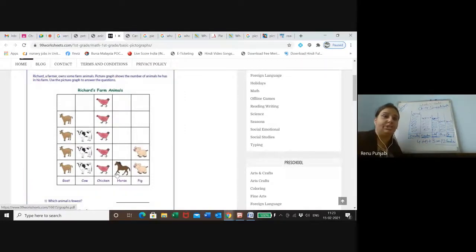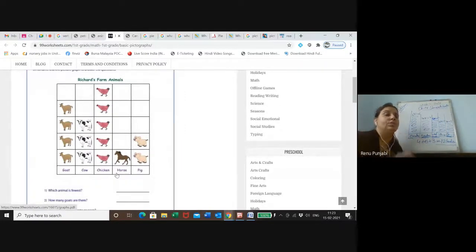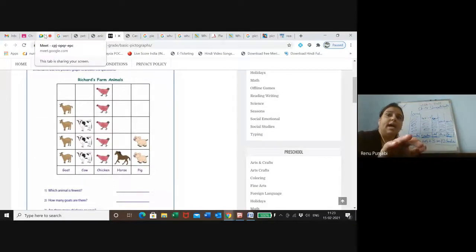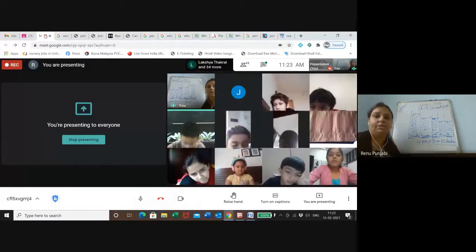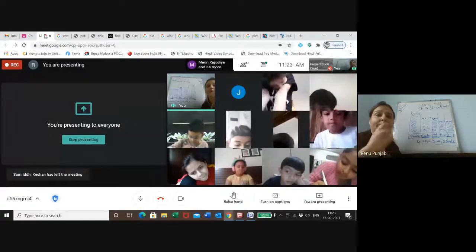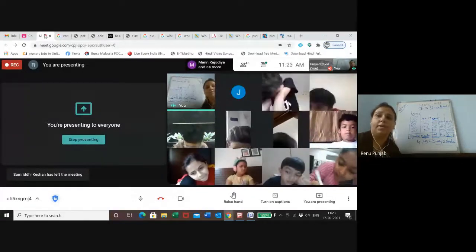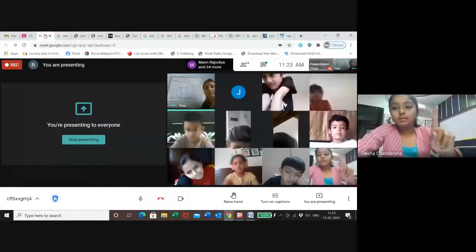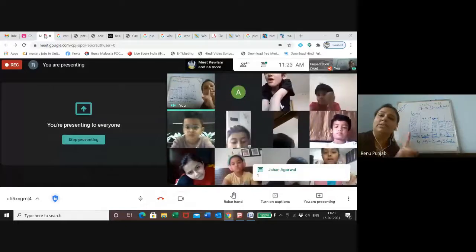Here the key is not given. So what will you do in this case? I will come on my screen and I will ask. Please write in the chat box. Pictures are given. Key is not given. So one picture equals how many animals here? 1. It is understood. It will be 1 only.